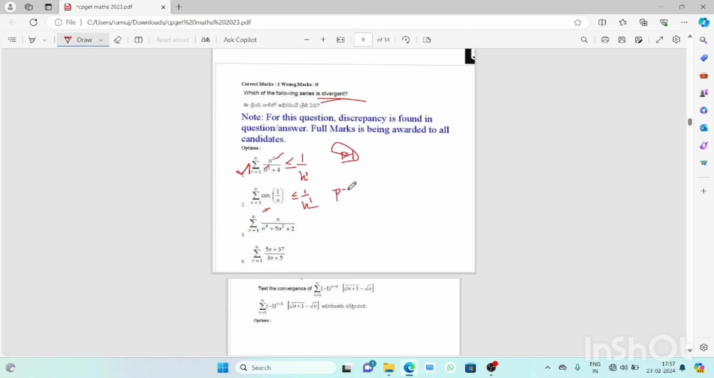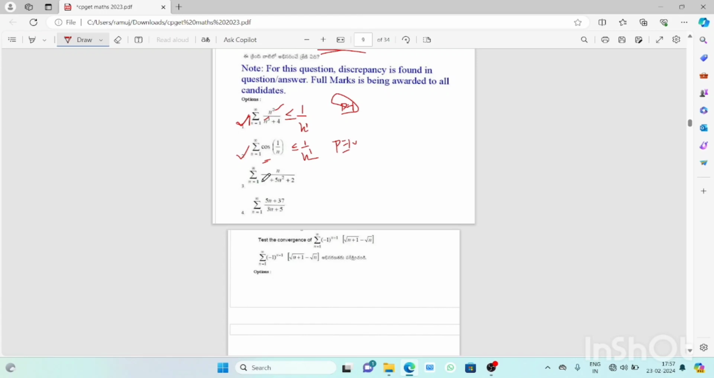So if you apply the p-series test, whenever p is equal to 1, it goes to divergent. So this option is also correct. I will come back to the third option later. The fourth option is 5 by 3, and if you apply the test, this series is convergent. So these series are also convergent.